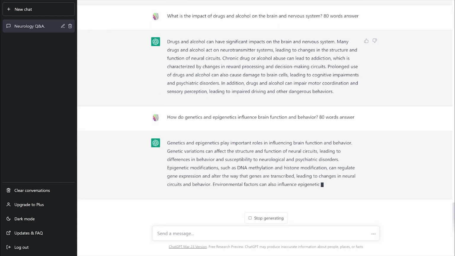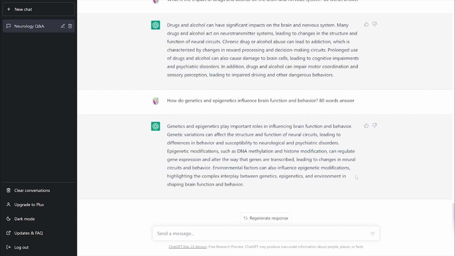Alright, so it says genetics and epigenetics play important roles in influencing brain function and behavior. Genetic variations can affect the structure and function of neural circuits, leading to differences in behavior and susceptibility to neurological and psychiatric disorders. Epigenetic modifications such as DNA methylation and histone modification can regulate gene expression and alter the way that genes are transcribed, leading to changes in neural circuits and behavior. Environmental factors can also influence epigenetic modification, highlighting the complex interplay between genetics, epigenetics, and environment in shaping brain function and behavior.